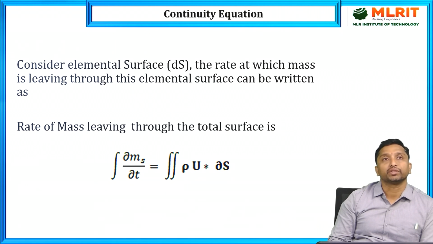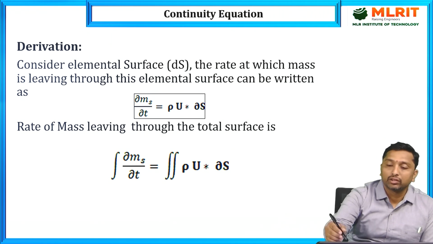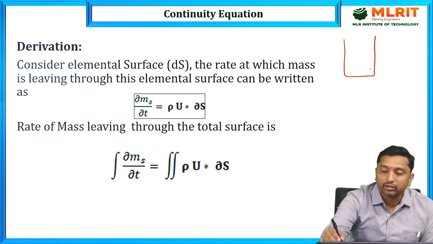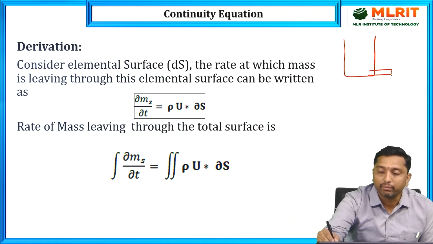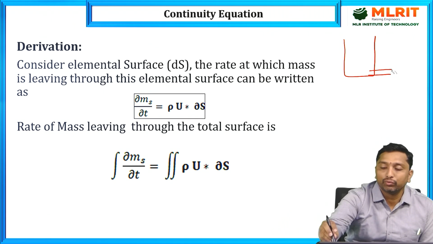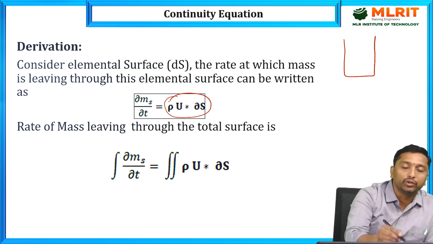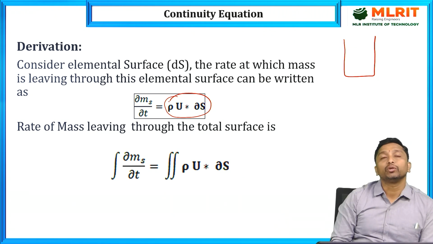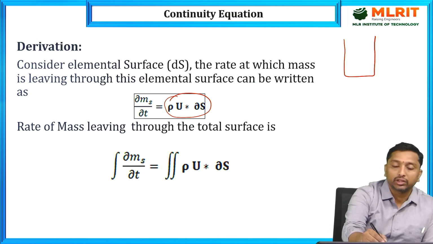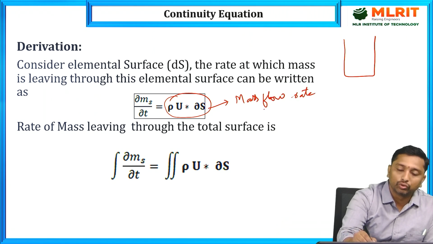Now let us move to the next step, which is the rate of change of mass through the surface. We have seen that if water is flowing, that is happening through the surface of the tap. So the mass flowing through this tap is given by rho u into S, that is, rho into velocity into S, which is the time rate change of mass. Mass flow rate through the surface.